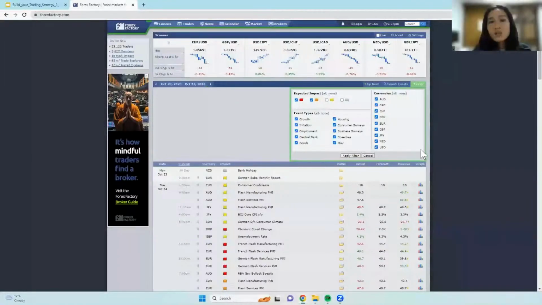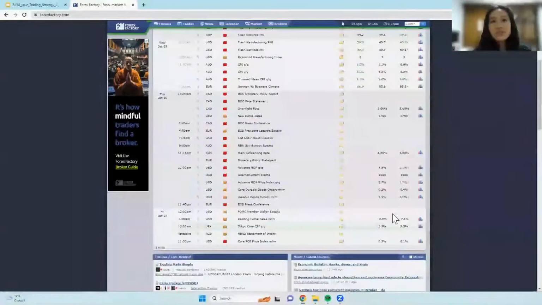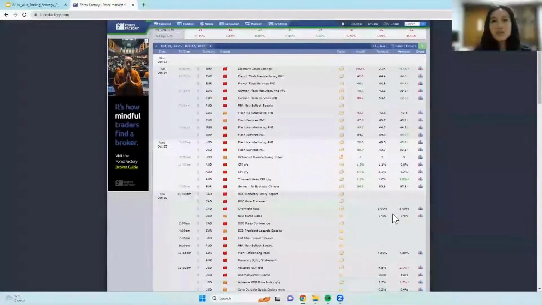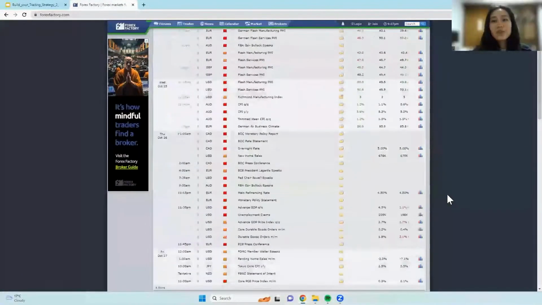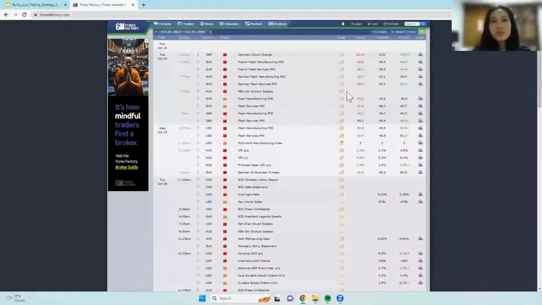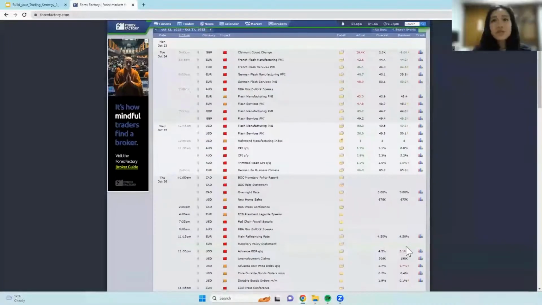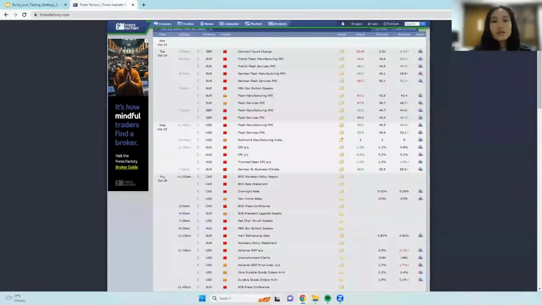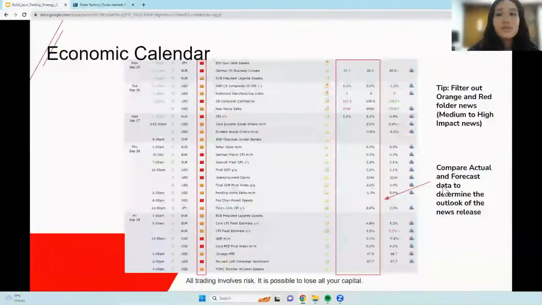But if you are particularly looking at a specific currency or different event types, you can go ahead and adjust those as well. Okay, and then you can take a look and see all of the different events that will take place this week. So it's quite a busy week this week with a lot of events taking place. Yeah, a lot of PMI releases. Okay, so let's just get back to our slides.